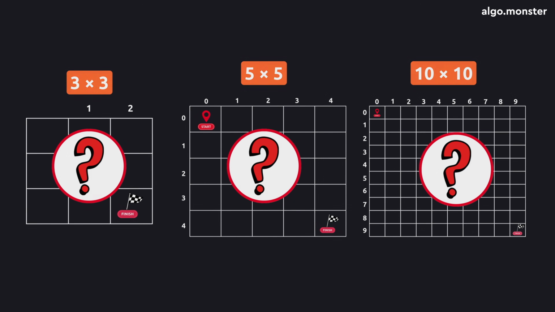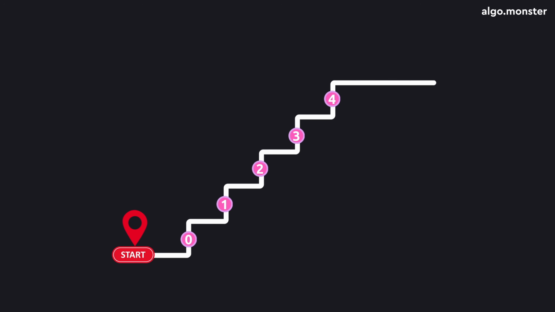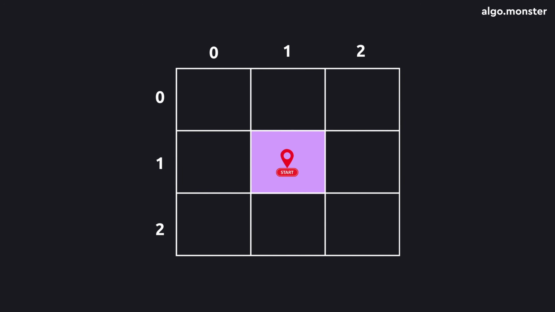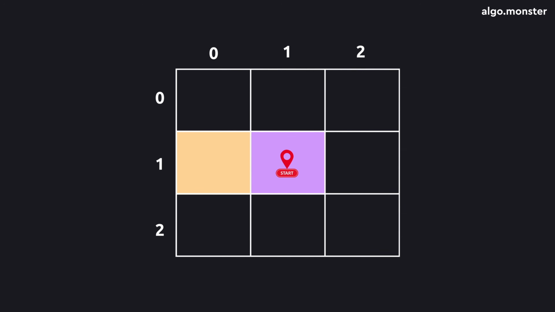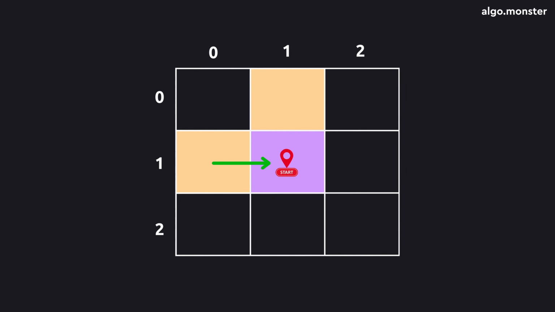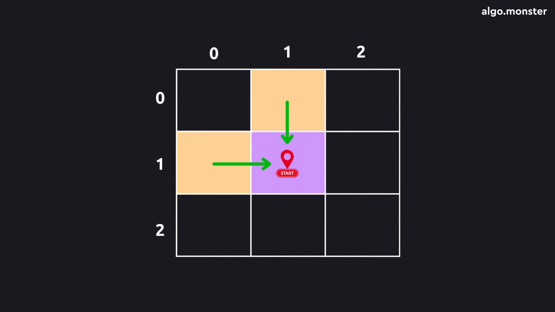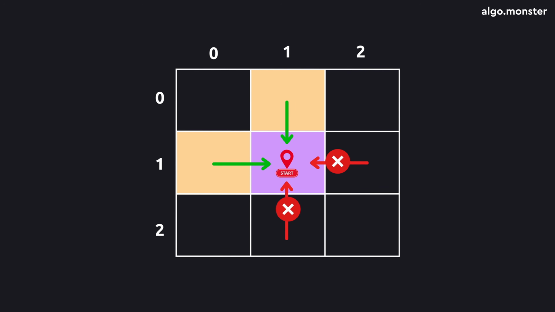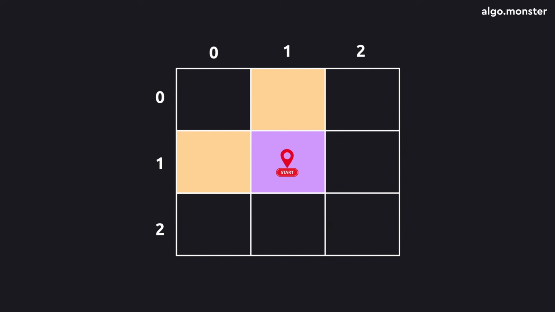Now look closely and think back to the staircase problem. There, we said that you can reach stair n either from n-1 or from n-2. And here, what about a cell in the grid? From where can you reach it? Either from the cell on the left, if you move right, or from the cell above, if you move down. There are no other possibilities. The rules of the problem simply don't allow anything else. So the logic is exactly the same.